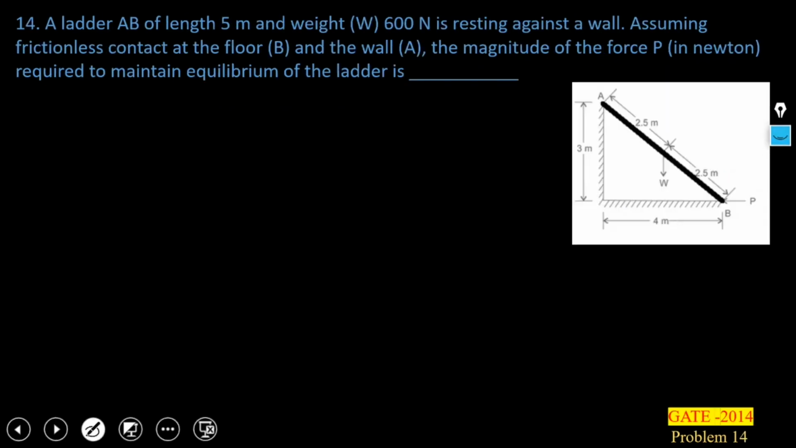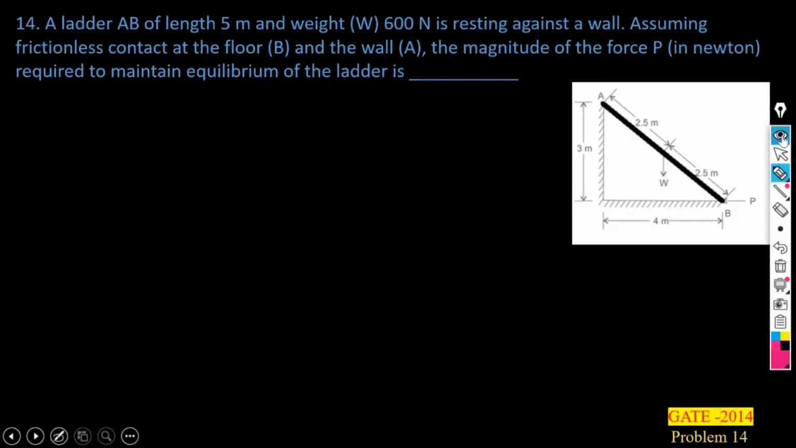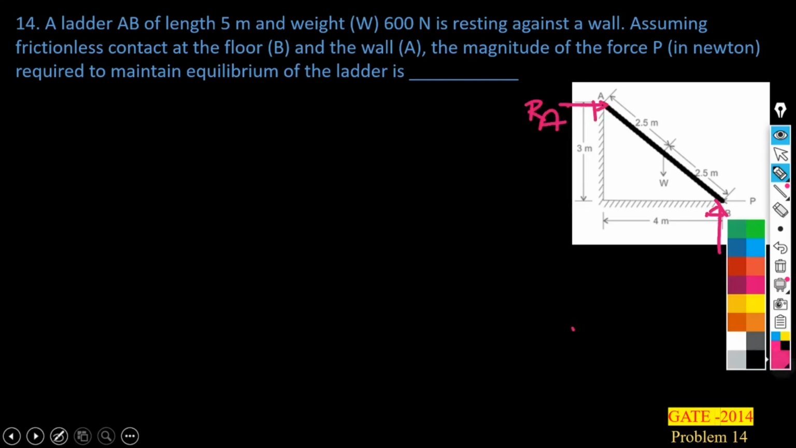Let's move on to another problem. We have a ladder, and given the weight is 600 newtons, and we need to find the magnitude of force P required to maintain the equilibrium of the ladder. Let's draw the free body diagram, and this is reaction at B, which is RB. This is reaction at A, which is RA. Let's take moment about A.